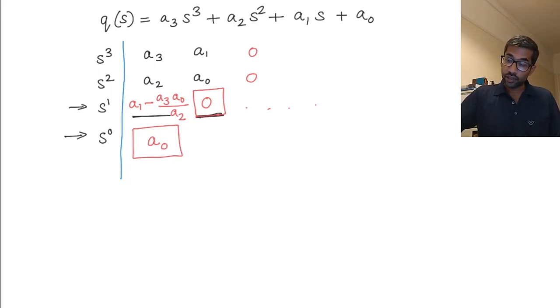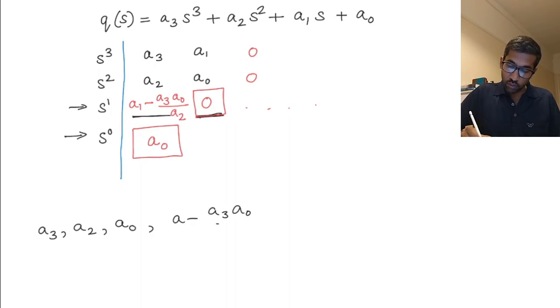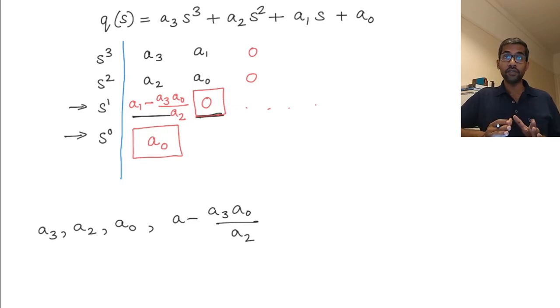So for stability, we want A3, A2, this particular quantity and A0 all to be of the same sign. The condition for stability is that A3, A2, A0 and A1 minus A3 A0 over A2 are of the same sign, either positive or negative, but they have to be of the same sign.